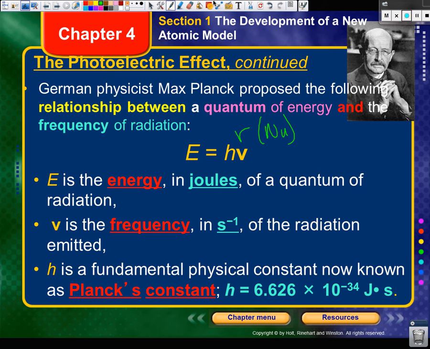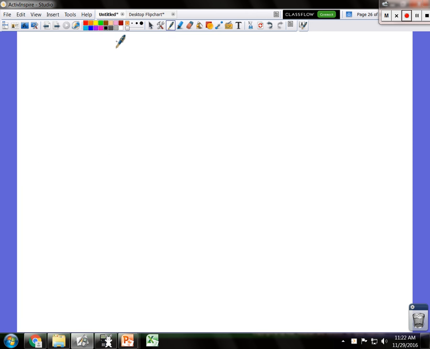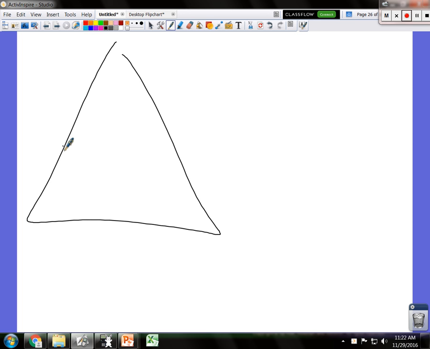Now, so we've got a 3-variable equation. What do you think we can do with it? We can put it in a triangle. You guys are learning. Now, looking at the formula, where does the E go? At the top. Very good. All right. What's in the bottom left? h. And what is in the bottom right? Not the V. It's nu.